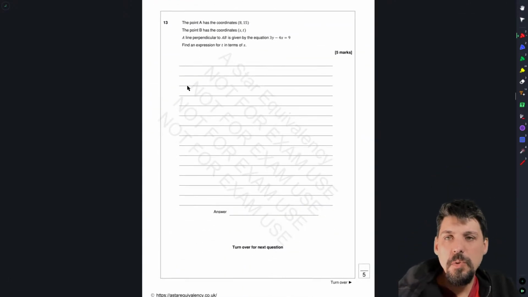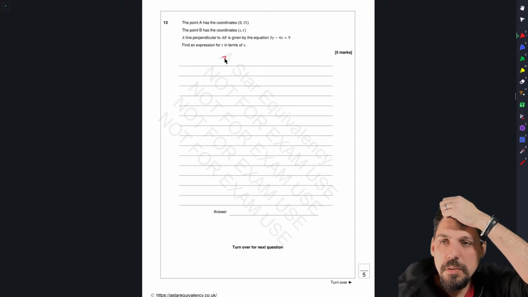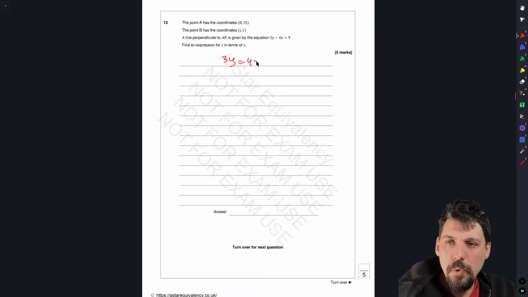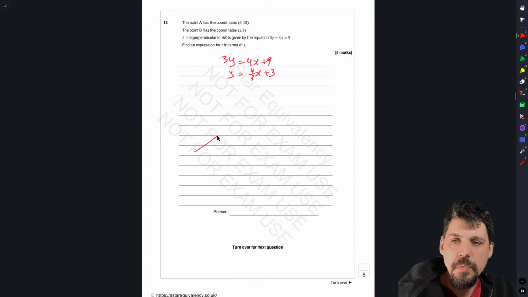Point A has coordinates 8, 15. A line perpendicular to AB, so that's 3y is 4x plus 9, y is 4/3 x plus 3. So that line there is perpendicular to AB.